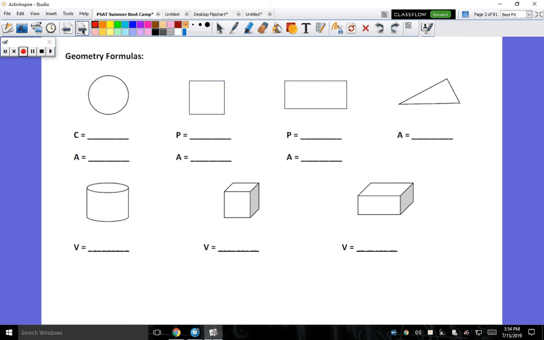Let's see what you remember. We're looking at geometry formulas. We have a circle with a C equation. What is it? Circumference. What does that equal? 2 pi r. So I heard both. I heard pi r squared and I heard 2 pi r. This is a very common mistake among students.